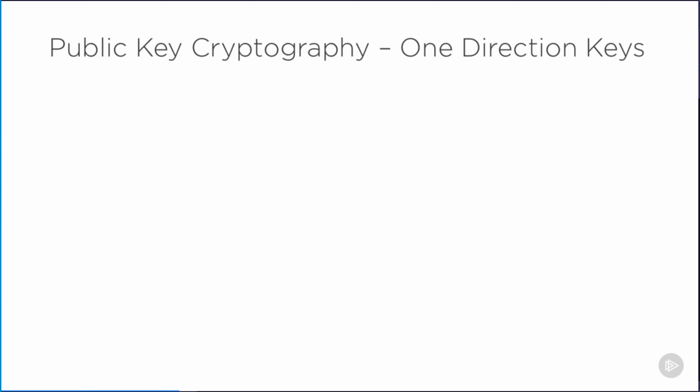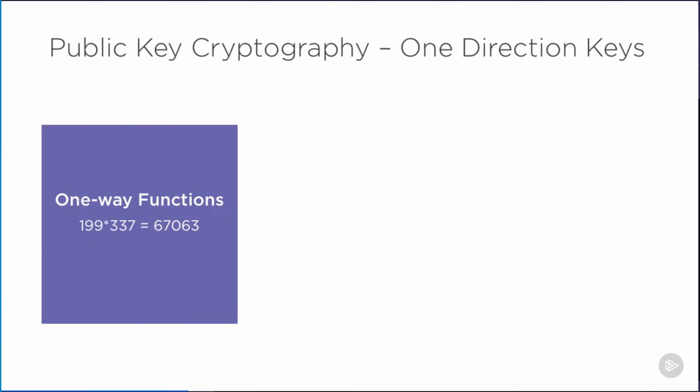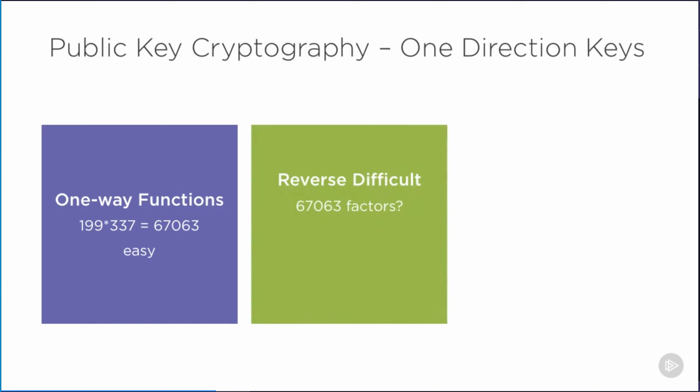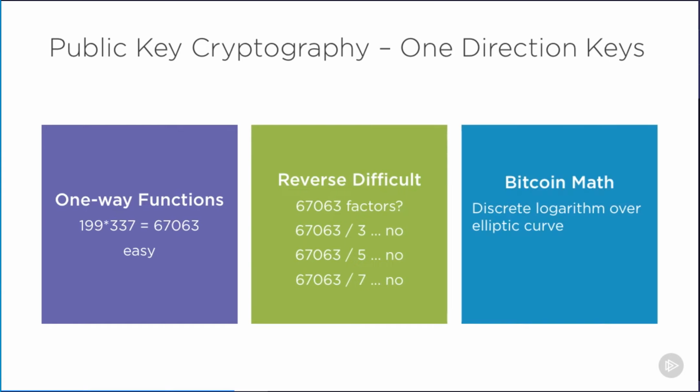The math behind this technique is based on one-way or trapdoor functions, things that are easy to calculate one way but not the reverse. For example, it's easy to multiply 199 and 337 together, but it's much harder to find the factors of this number. I have to try a bunch of numbers. Does it divide by 3? No. By 5? No. By 7? Etc. The algorithm in Bitcoin is based on finding a discrete logarithm on an elliptic curve rather than factoring numbers.